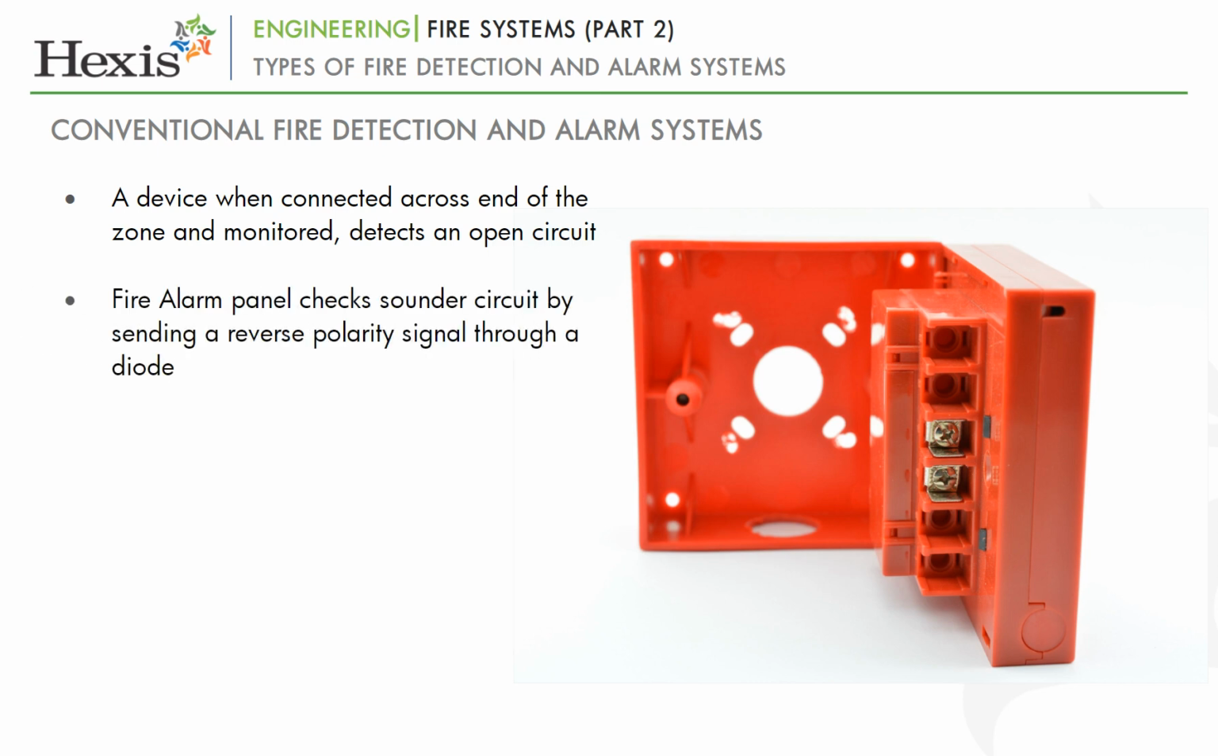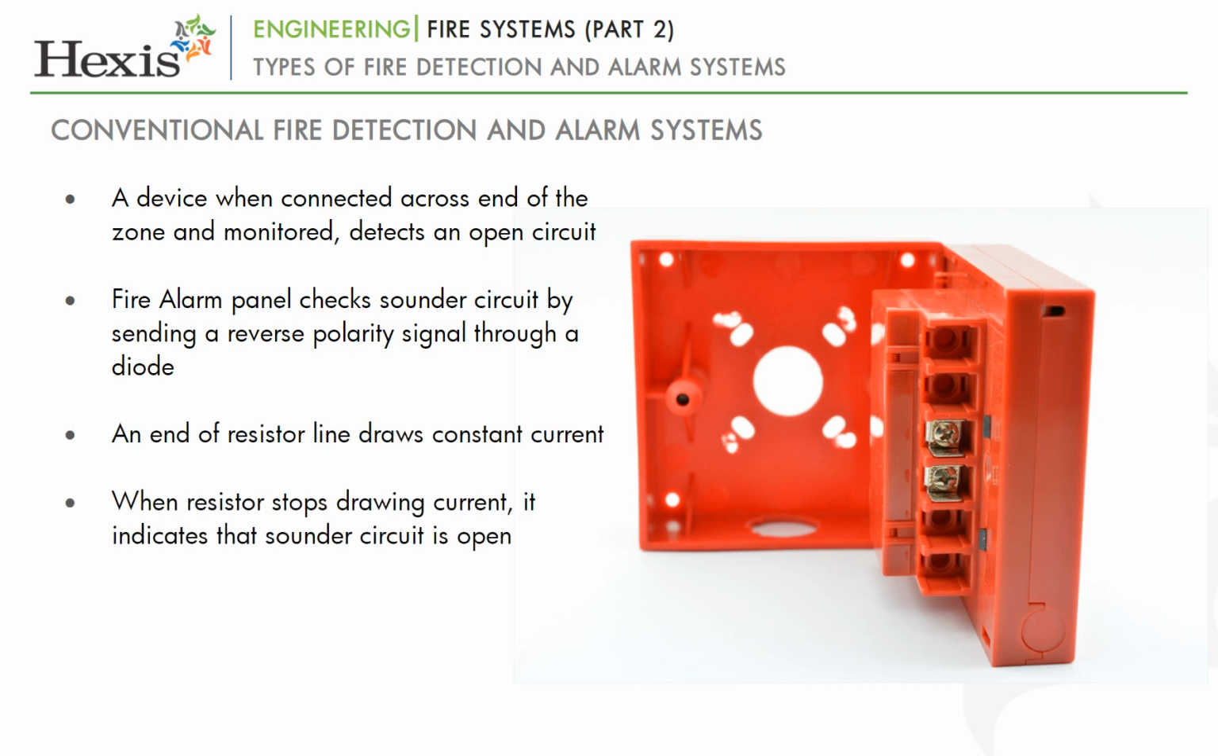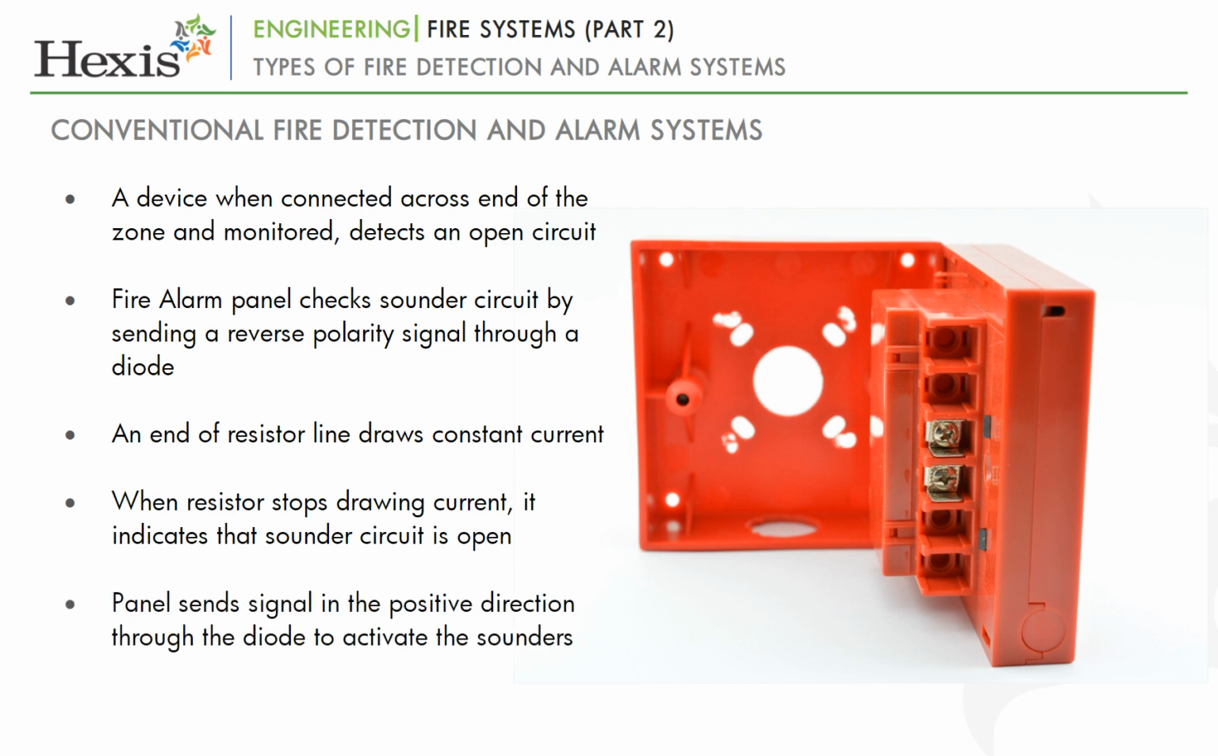Similarly, a fire alarm panel also constantly checks the sounder circuit by sending a reverse polarity signal through a diode. An end-of-line resistor draws a constant current. If the resistor stops drawing current, it means the sounder circuit has opened somewhere. In case of a short circuit, a higher current is drawn. To activate the sounders, the panel sends a signal in the positive direction which passes through the diode.